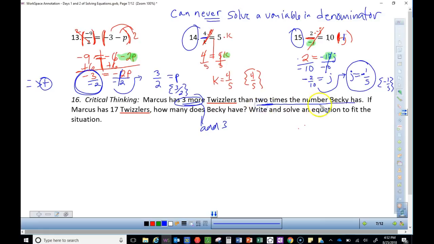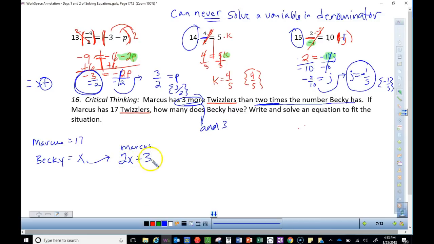We're going to add 3 to 2 times the number Becky has. So let's see. Marcus has 17 Twizzlers. Becky, we don't know, so we'll call her x. But we know that Marcus has 3 more than 2 times what Becky has. So if we take Becky's and say 2 times Becky, and we add 3 to it, now we have Marcus. This means Marcus right here.